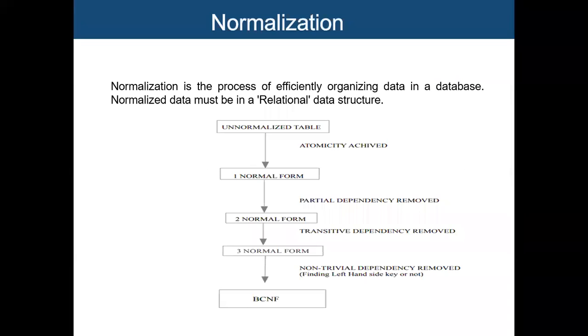At first, a normalized table: atomicity achieved, first normal form; partial dependency removed, second normal form; transitive dependency removed, third normal form; and now BCNF, non-trivial dependency removed.